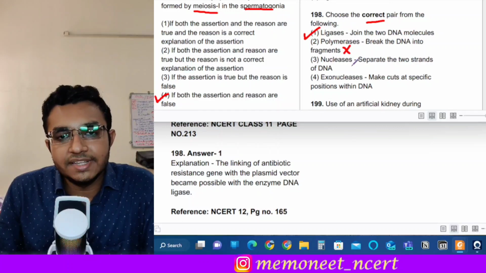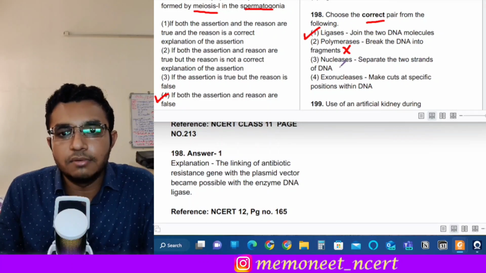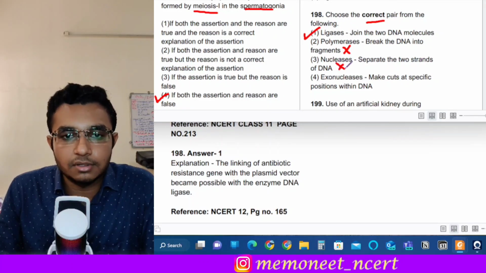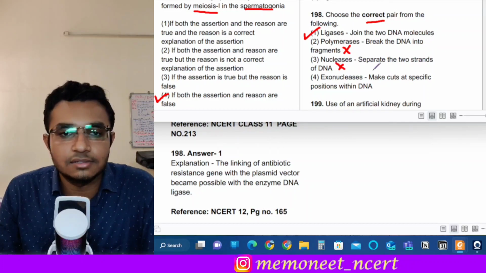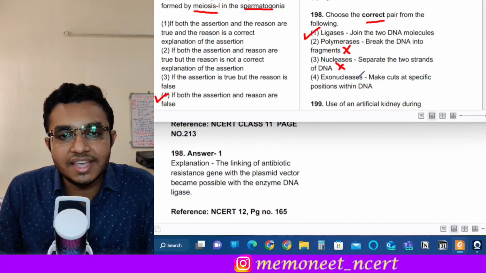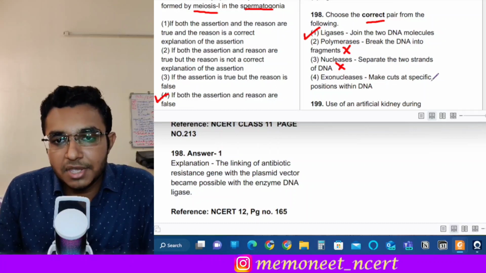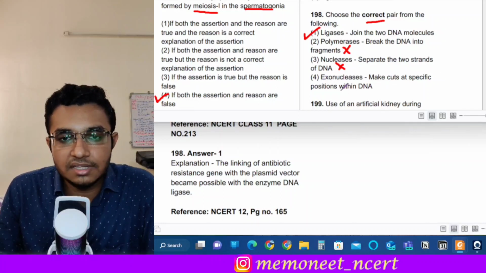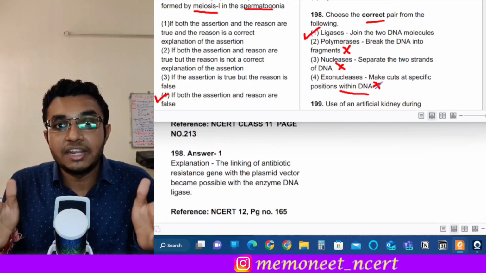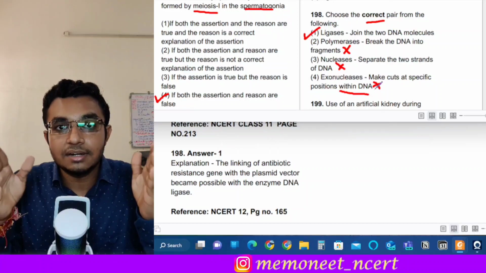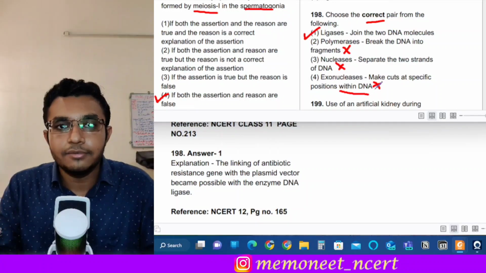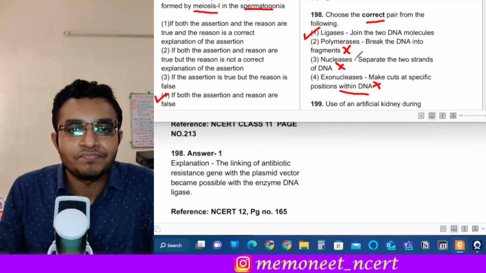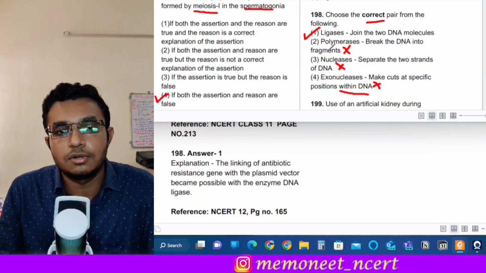Next is nucleases. They separate the two strands of DNA. That is also incorrect, because the separation of the two strands of DNA is performed by DNA helicase. The fourth is exonuclease. Exonuclease makes cuts at specific positions within the DNA. This is also incorrect, because the exonuclease acts at the periphery. It makes cuts at the periphery of the DNA and removes nucleotides from the ends of the DNA molecule. So here the correct answer is option 1.